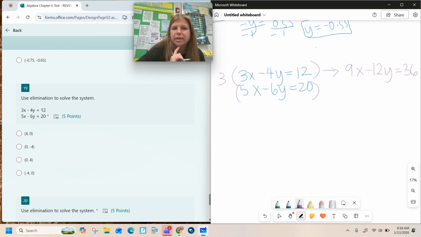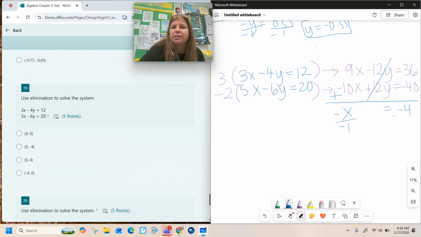What would eliminate out with a negative 12? A positive 12. What would I have to multiply a negative 6 by in order to get a positive 12? It's a negative 2. So if I do that, I end up getting negative 10x. Negative 2 times negative 6y is positive 12y, that's what I want. And then negative 2 times 20 is negative 40. Now this is just one of the many ways I could have done this problem. You just have to make them opposites. So now I add them up. 9x plus negative 10x is negative 1x. Negative 12y plus 12y eliminates out. 36 plus a negative 40 is negative 4. And if I divide both sides by negative 1, I get x equals 4.